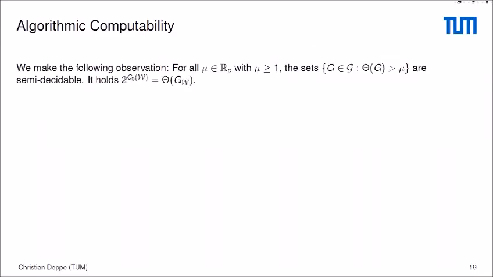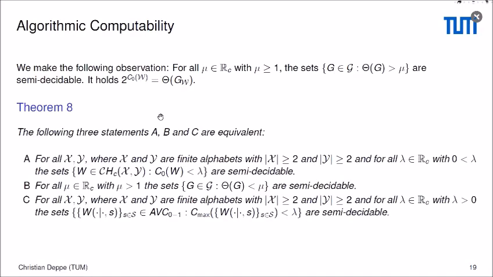We made the following observation. For all computable real numbers mu greater or equal 1, the sets of graphs such that its channel capacity is bigger than mu are semi-decidable. Furthermore, it holds that 2 to the zero error capacity is equal to the channel capacity of the corresponding graph to the channel. In the next theorem, we show that the following statements A, B, and C are equivalent.